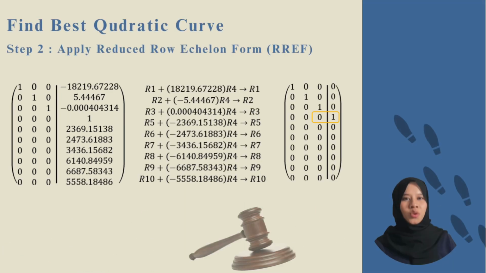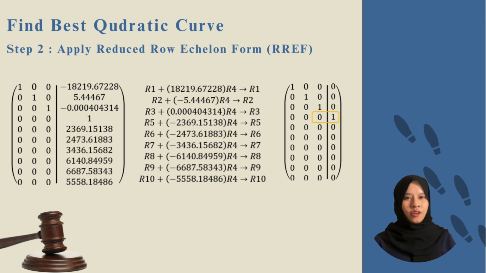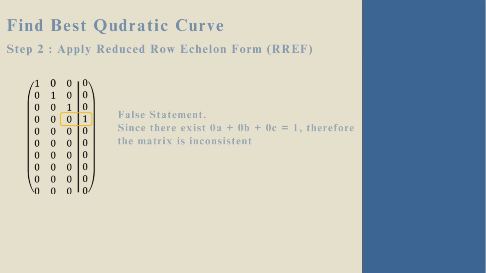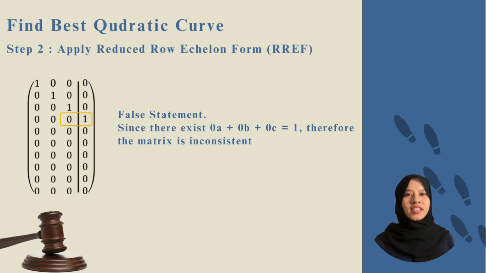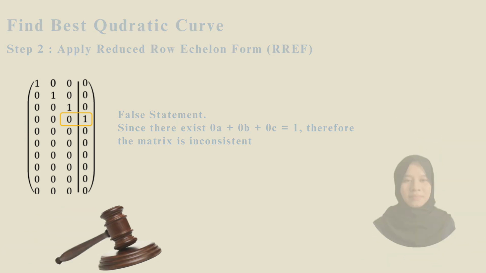So we got the leading 1s by reduced row echelon form and need to decide whether it is a consistent or inconsistent system. Here is the final matrix, and we can decide that this system is inconsistent because we have a row where 0 is equal to 1, which leads to a false statement.